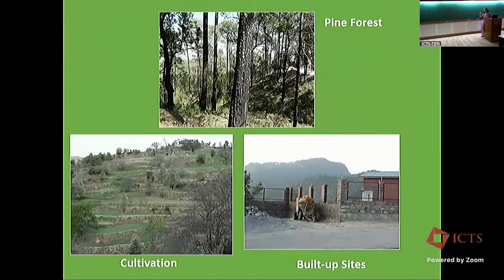Some of you may have gone to Mussoorie and Simla and so on and seen so much of pine forest there because it's now a dominating forest type there. And then you have cultivation and built up sites. And the reason I'm showing you all these land use types is because we have a lot of bird data from these land use types to figure out what happens to birds when you convert forests into cultivation or forests into built up sites or degrade them and so on.